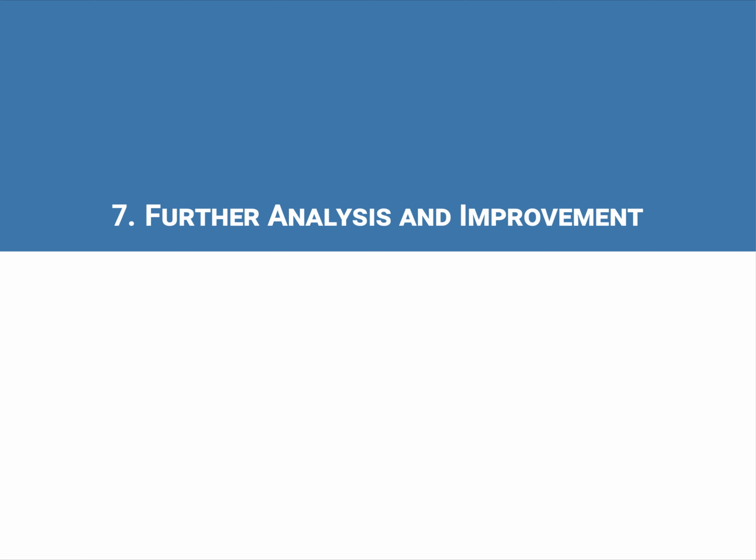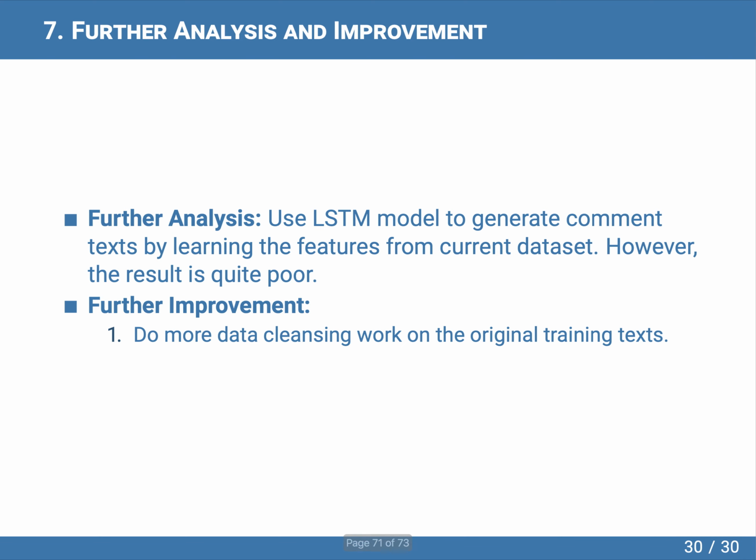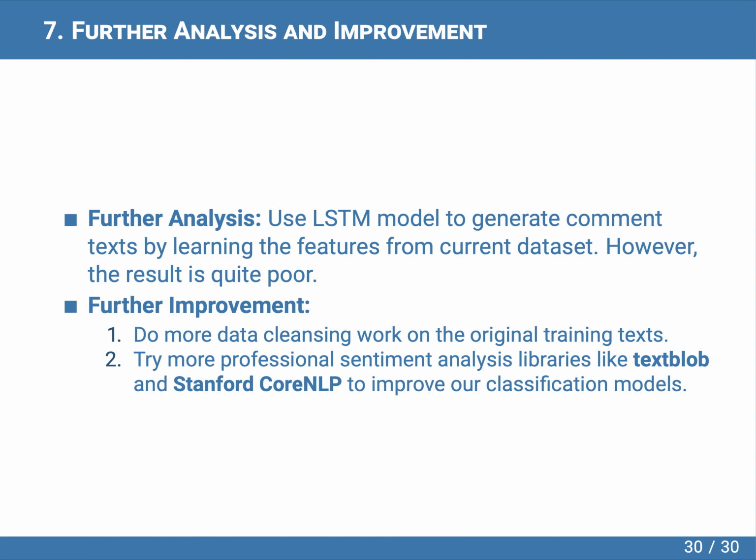Section 7. Further analysis and improvement. For further analysis, we tried to use an LSTM model to generate comment text by learning the features from the current dataset. However, the result is quite poor. For further improvement, first, we can do more data cleansing work on the original training texts. Second, we can try more professional sentiment analysis libraries like TextBlob and Stanford CoreNLP to improve our classification models.